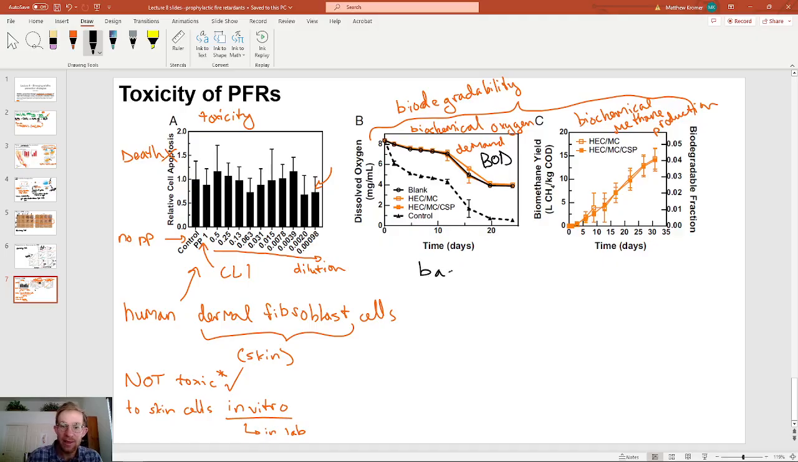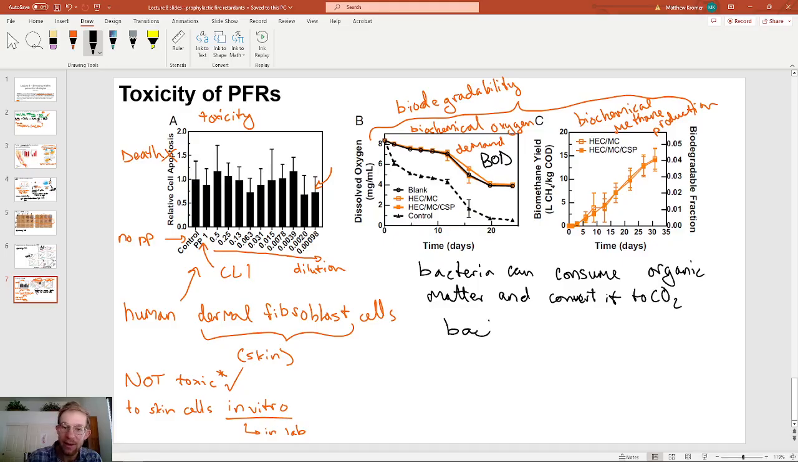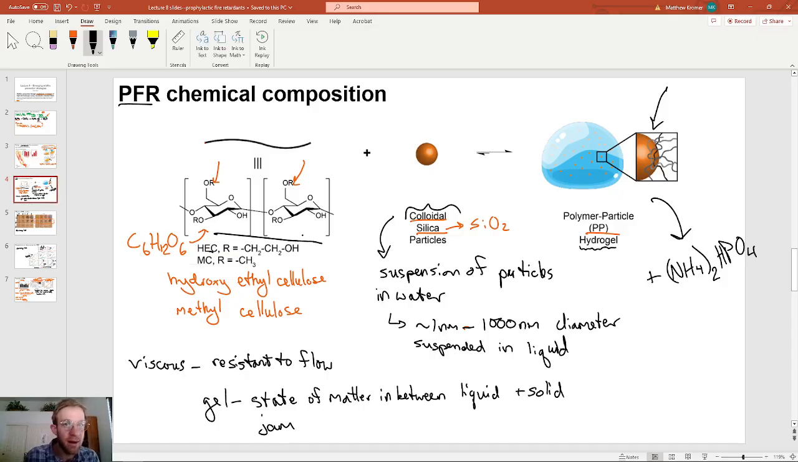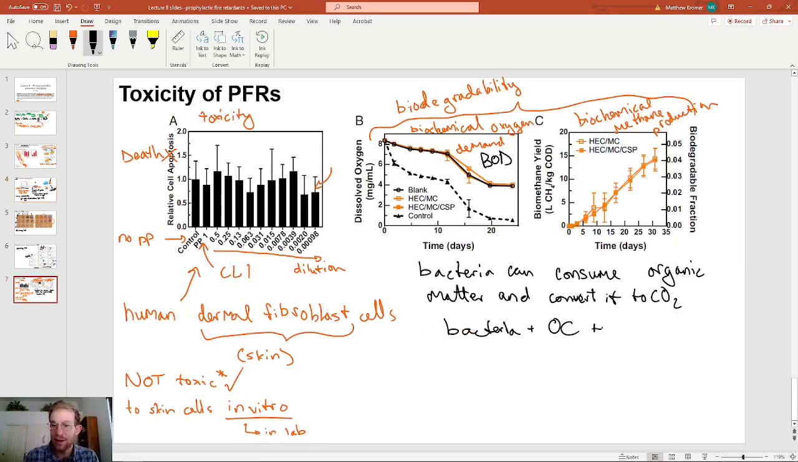So basically, bacteria can consume, let's say, that's a better word, can consume organic material, organic matter, and convert it to CO2. This is basically food to bacteria. Okay, so if you take bacteria and you add in organic carbon, which is essentially what hydroxyethyl cellulose and methyl cellulose is, this is organic carbon. If you take this and add it to bacteria and you add O2, this can be converted to CO2 and water because bacteria metabolize these forms of organic carbon in a similar way that we would metabolize food.